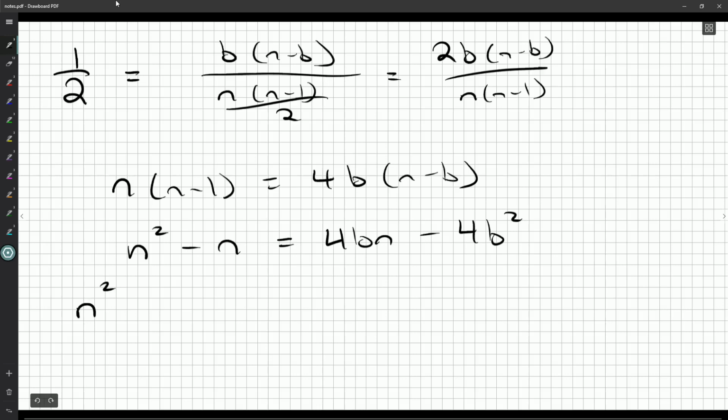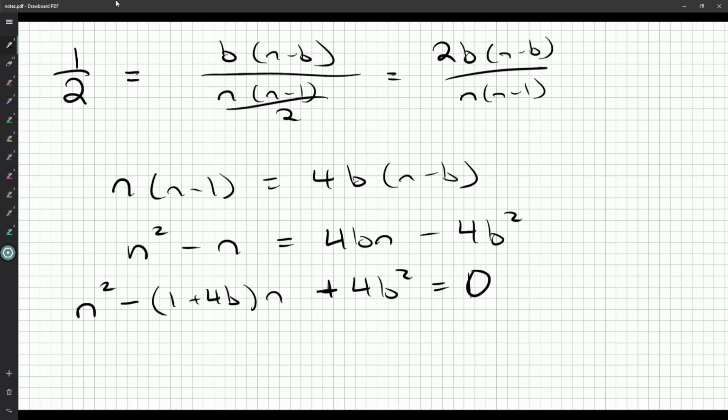And maybe get a quadratic, I guess. Oops, now why would I write 1? 0. There we go. Okay, now I don't think this can be easily factored. That's fine. But we do know there should be a solution, and it should be an integer solution as well.